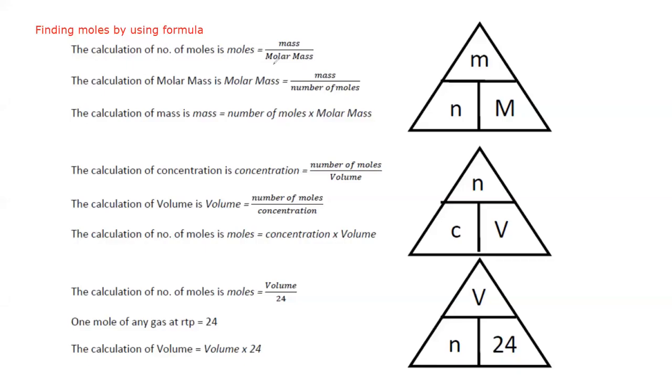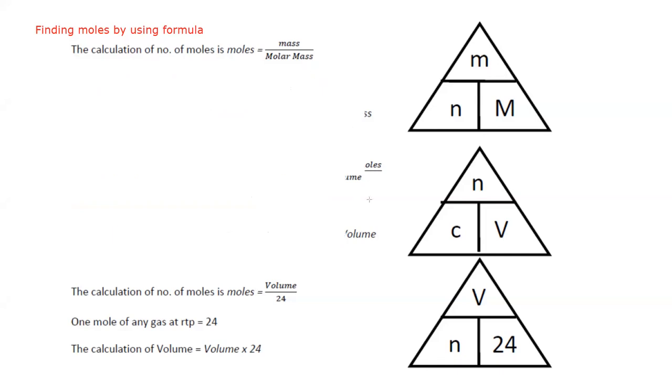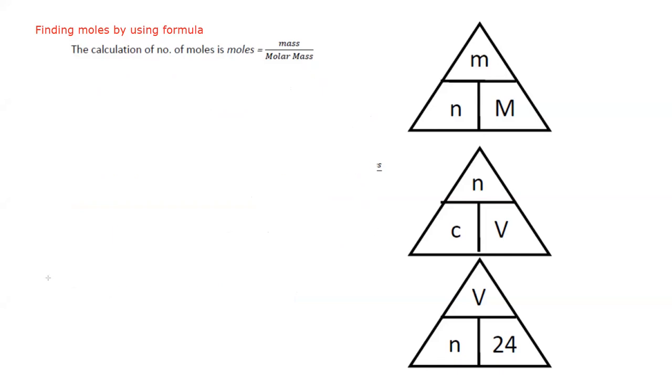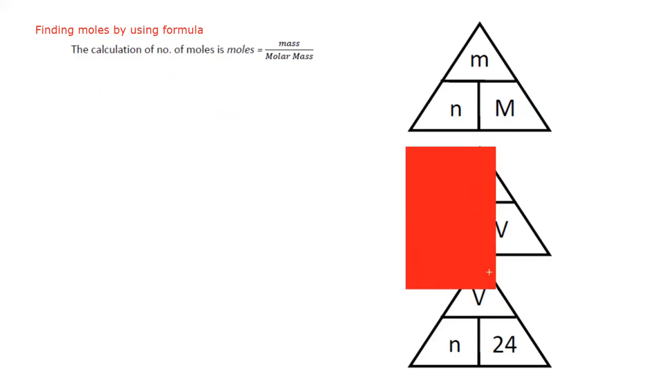The second way of finding the moles is by using a formula. And what is the formula to find the moles? We'll discuss the first formula. Yes, you can use these letters. It's not necessary you write the full formula. You can use these letters to write the formula. The first formula to find the moles: moles equal mass in gram divided by the molar mass.